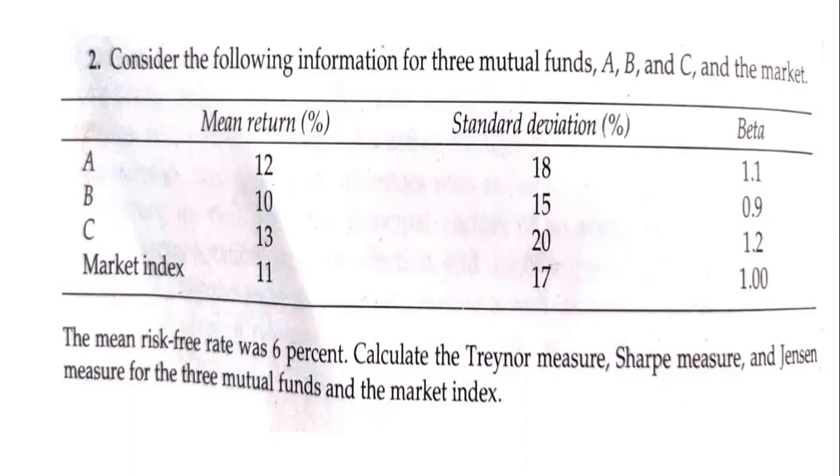So, welcome students. In this problem, we will be calculating all three types. That is Treynor's measure, Sharpe's measure, and Jensen measure.